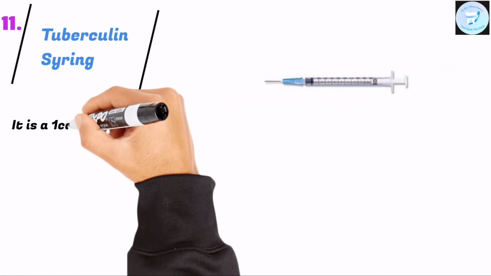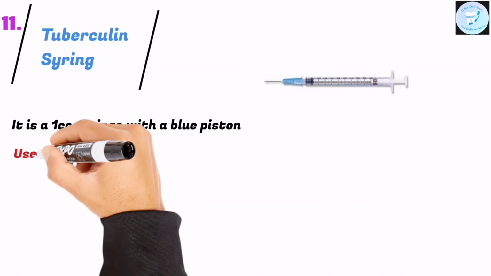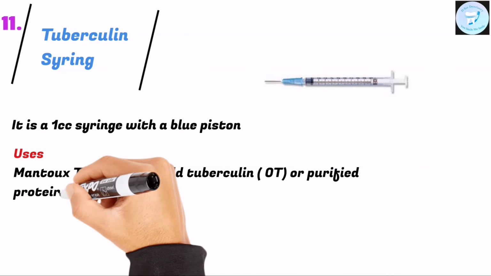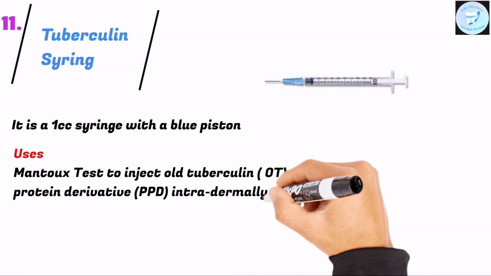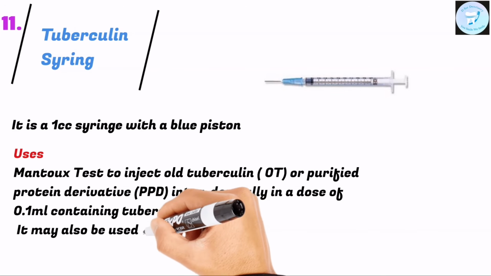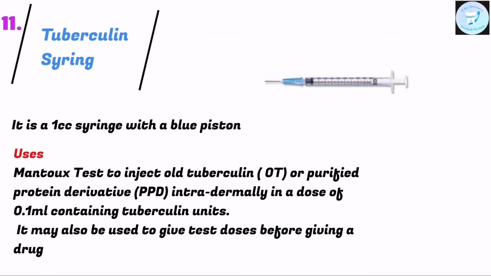11. Tuberculin syringe. It is a 1 cc syringe with a blue piston. Uses: Mantoux test to inject old tuberculin or purified protein derivative intradermally in a dose of 0.1 ml containing tuberculin units. It may also be used to give test doses before giving a drug.